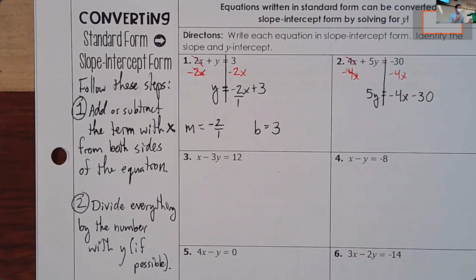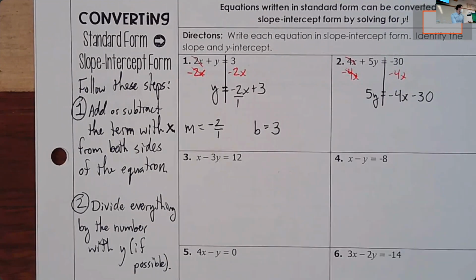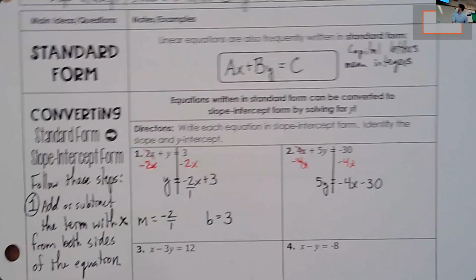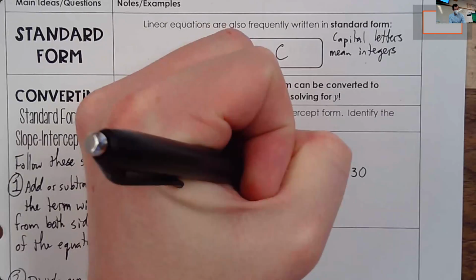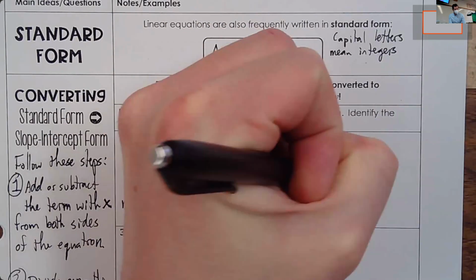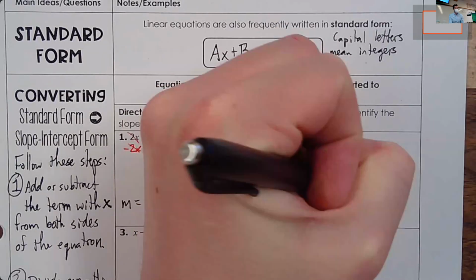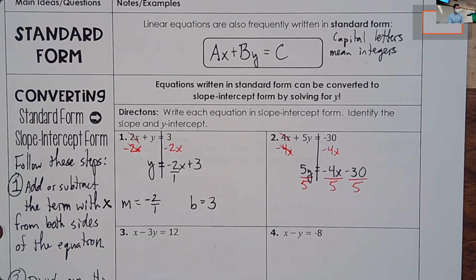And I'm saying if possible because on the first problem, there wasn't a number with y, so we didn't need to do it. You won't always have to perform step 2. You always have to do step 1, but you don't always have to do step 2. So we're going to divide everything by the number with y. So what number is with y? If we look up here at number 2, what number is next to y? 5. So we're going to divide everything by 5, which means I'm going to divide the 5 over on the left-hand side. I'm going to divide that by 5. I'm going to divide the -4x by 5, and I'm going to divide the -30 by 5. Divide everything by the number with y.